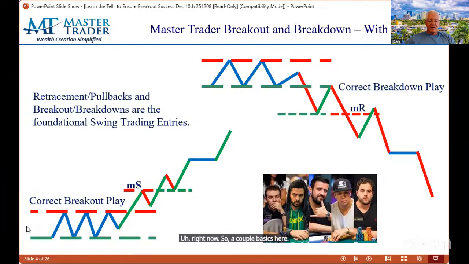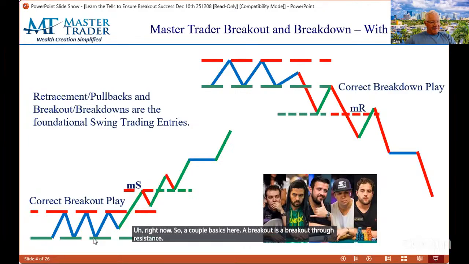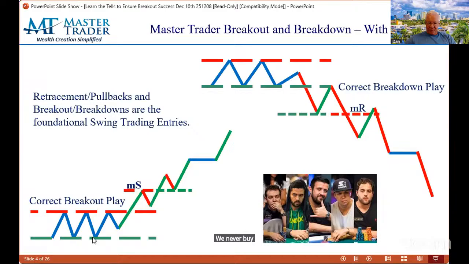So a couple basics here. A breakout is a breakout through resistance. We never buy a breakout from the bottom of the consolidation to the top. We want to see bullish consolidation where supply and demand is getting tight. So once demand overcomes it above resistance, and you look to the left and there's insignificant resistance, which we call a price void, that's the initial breakout.